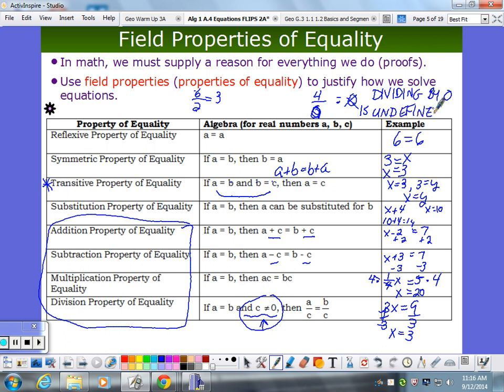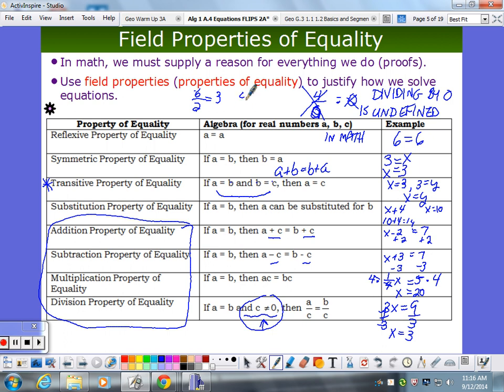Anybody have their calculator with them? Put in 4 divided by 0, see what happens. Stand back, it might explode, I'm not sure. Why is it saying error? Because it is undefined in mathematics. Believe it or not, I'm cringing just looking at that.